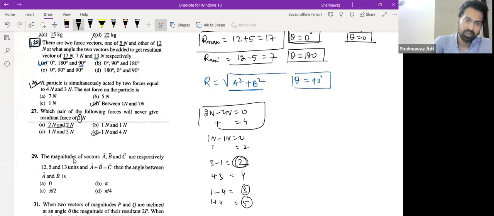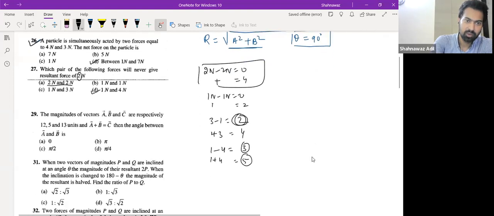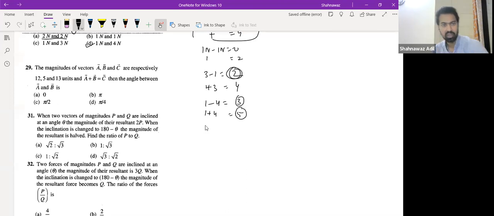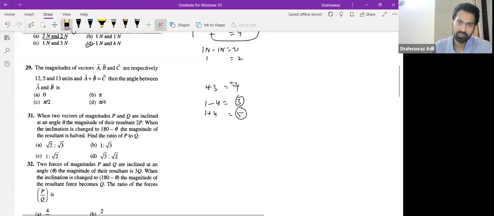Yes, sir. Okay. So the magnitudes of vectors A, B, and C are given, and A plus B is C, then the angle between A and B is? So what would be the angle? C is 13. So who's going to tell? Okay, so this is Akib's turn, right? Yes, sir.